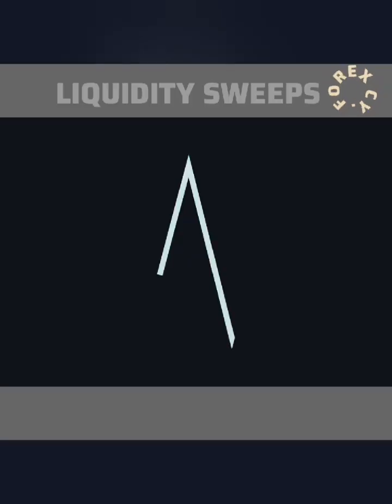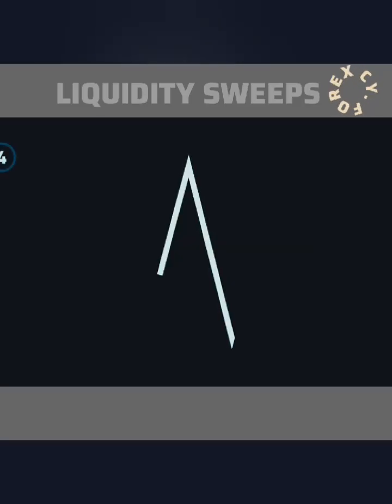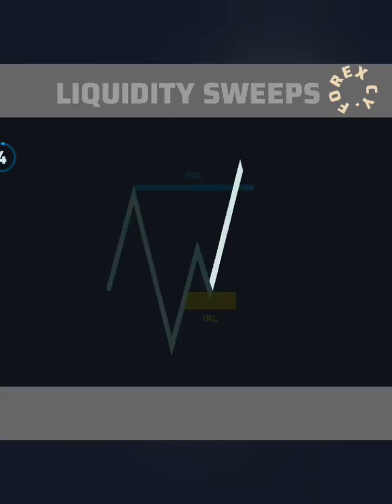So now it's time for the next step, which involves understanding the difference between liquidity runs and liquidity sweeps, and more importantly, how we can predict which of the two is going to happen. When the price attacks an external range liquidity level, which is either a previous swing high or a previous swing low, it can do one of two things.